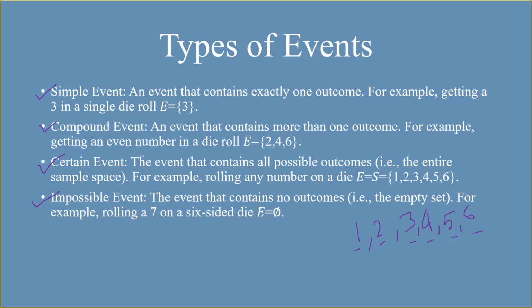Now let's move on to our certain event, the event that contains all possible outcomes, like the entire sample space. For example, rolling any number on a dice, you can get any value from 1 to 6. And what is an impossible event? The event that contains no outcomes, it will be only the empty set. If you want to find 8 or 9 or 10 on a 6-sided dice, you can never find it, so it will give you an empty set.